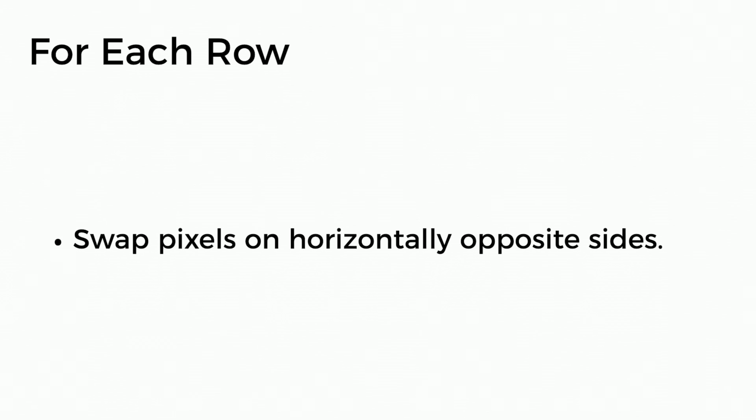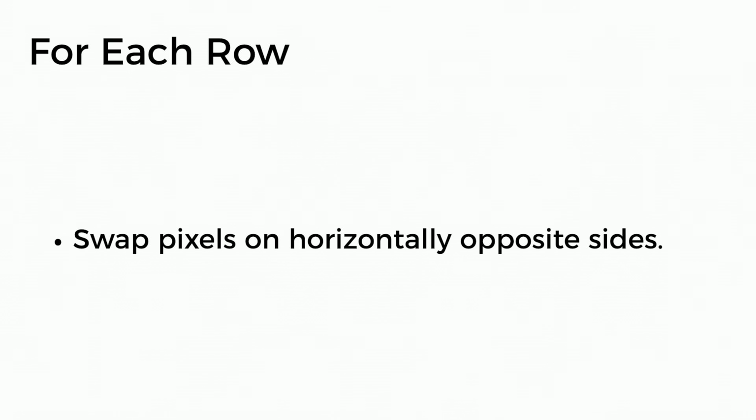So what is the algorithm you're actually going to implement here? Well, for every row, you're going to want to swap the pixels on horizontally opposite sides, where the far left pixel becomes the far right, and vice versa. And once you can do this for one row, you can repeat this using some sort of loop, applying it to every row in the image, swapping the first row, then the second row, third row, so on and so forth.